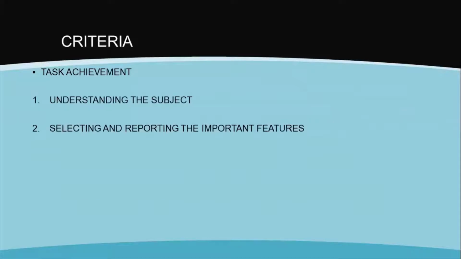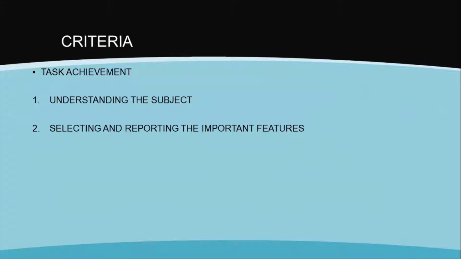Then there are some criteria. What are the criteria of writing? It is the same for task 1. Okay, task achievement. Task achievement means you need to cover the question, whatever is given. You need to understand the subject, then select and report the important features. In task 1 the question will always ask you to select and report the important features. They're not asking you to write each and every piece of data that is given. You do not want to mug up each and every point given in task 1. That is a wrong approach.